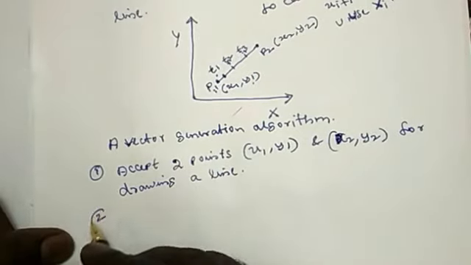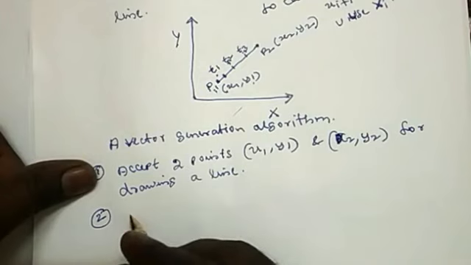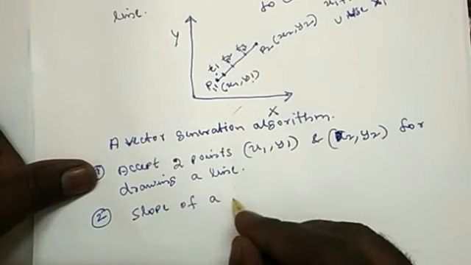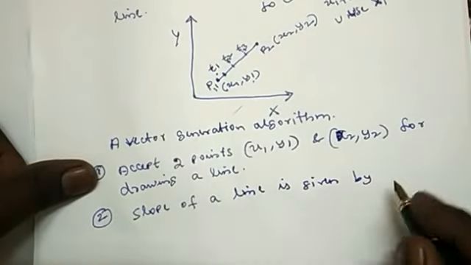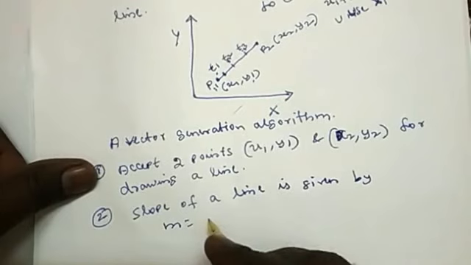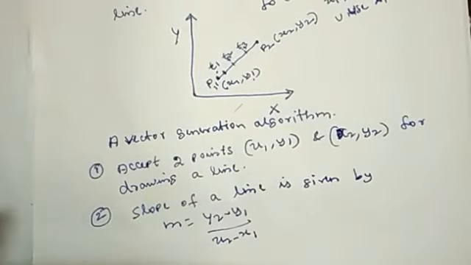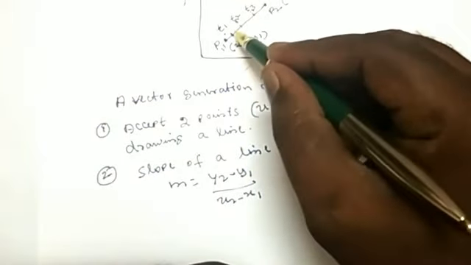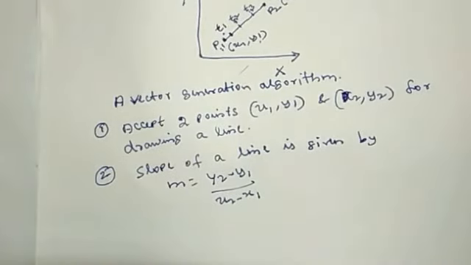Second step, you have to calculate the slope of a line, which is given by m equal to y2 minus y1 divided by x2 minus x1. So this slope is actually this ratio: m equal to y2 minus y1 divided by x2 minus x1.